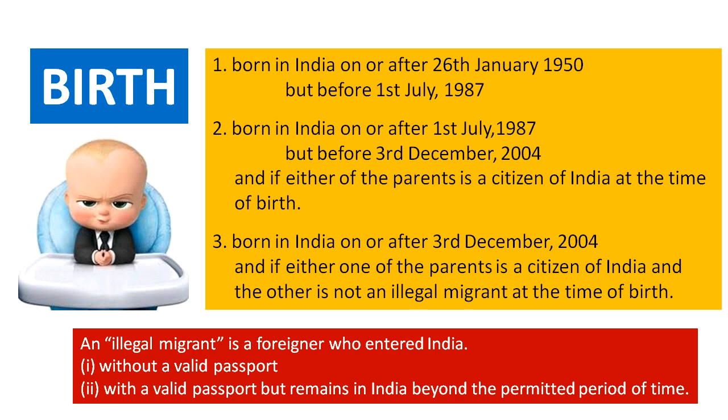Number 3. A person born in India on or after 3rd December 2004 is a citizen of India if at least one of the parents is a citizen and the other is not an illegal migrant at the time of birth. It is important to note that an illegal immigrant is a foreigner who entered India without a valid passport or entered India with a valid passport but overstayed.